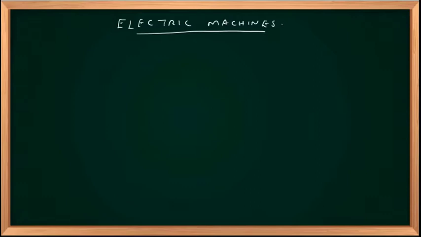So we'll be discussing electric machines, and we'll be dividing the class like this. First, we'll move on to the DC machines. We'll be discussing the DC machines. Then we'll move on to the AC machines. We'll start with transformers, and then we'll move on to induction machines. Then we'll move on to synchronous machines.